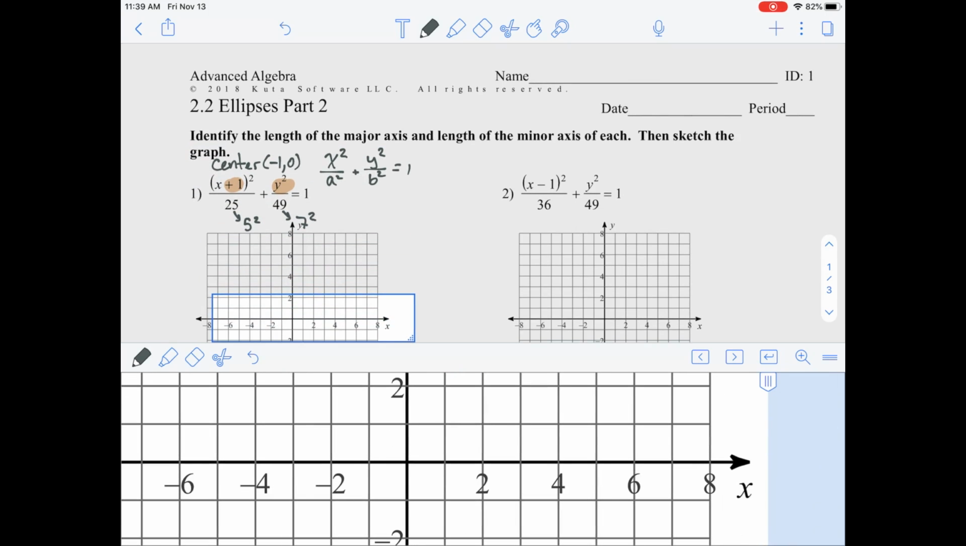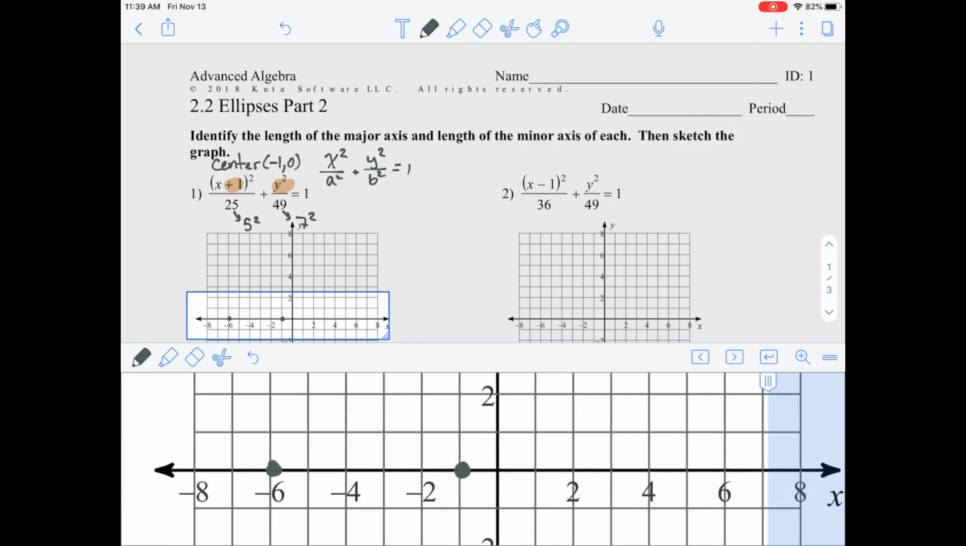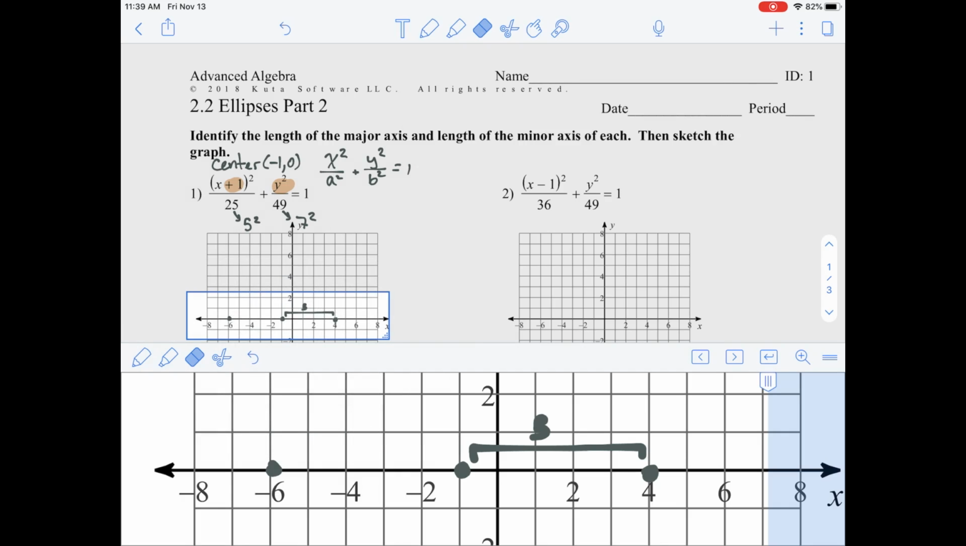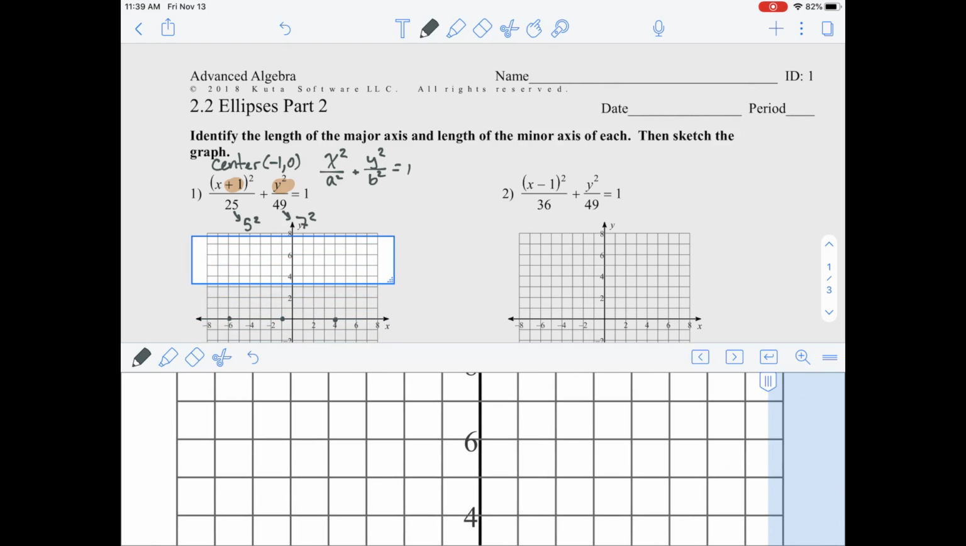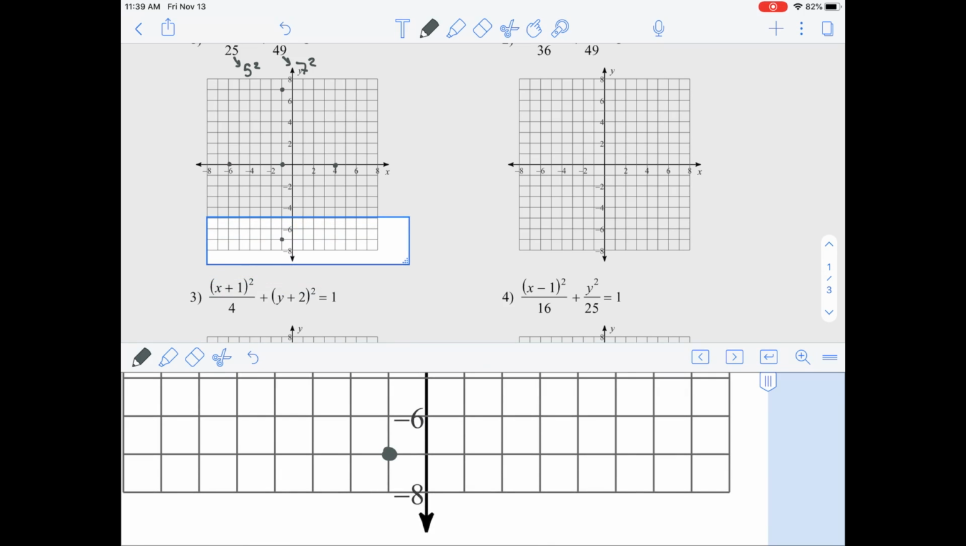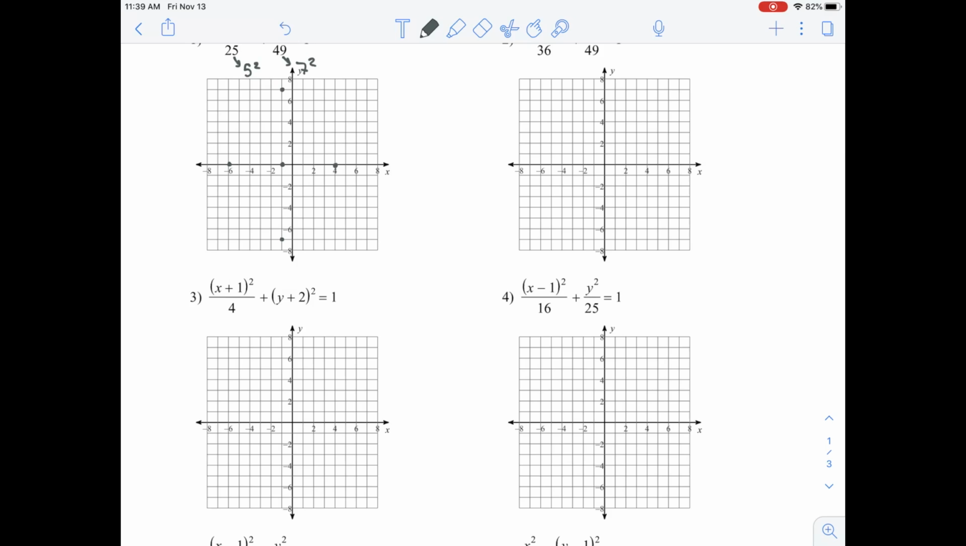So I'll go ahead and plot the point -1, 0. And then if I go left and right 5 units, because that's the radius in our x direction, and then cut up this part with the messed up eraser. And then I'll go up and down 7, because that's the radius in the y direction. And there we go. That's our ellipse. Not a perfect drawing, but it gets the job done.